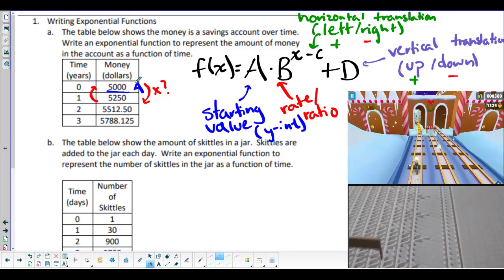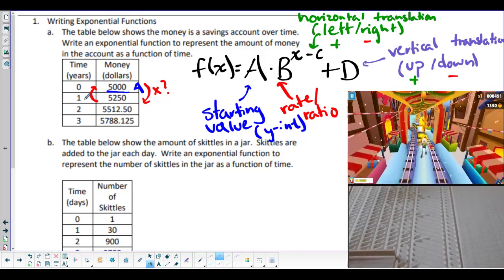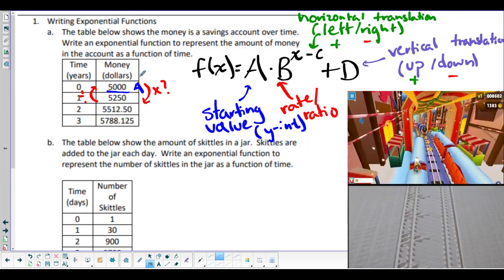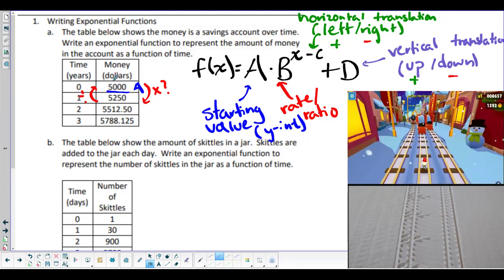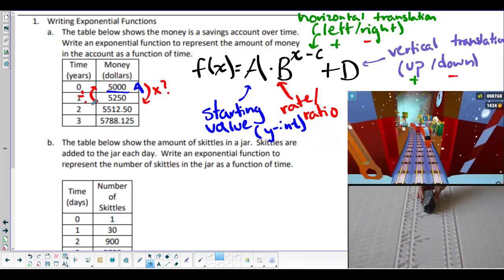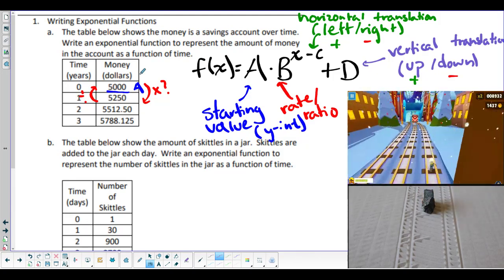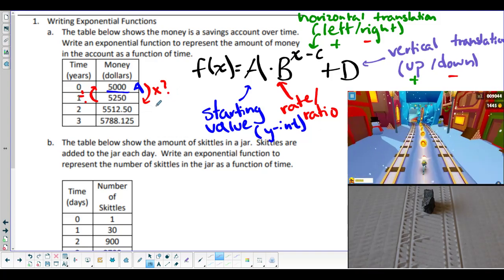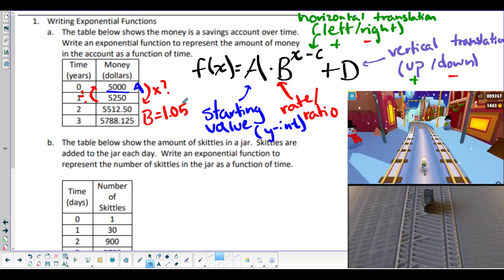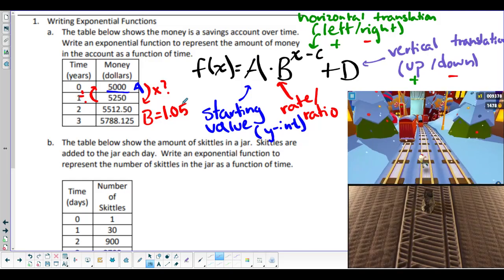If I want to figure out what I'm multiplying to get from here to here, I could just do the reverse and divide. Whatever I divide by to get from the second one to the first one is what I'm multiplying by to get from the first one to the second one. I don't have my calculator up on this, but I have it on my phone. I'll tell you right now that 5,250 divided by 5,000 is 1.05. So that means that b is equal to 1.05. That's similar to the challenge problem we did with my salary going up by 5%.